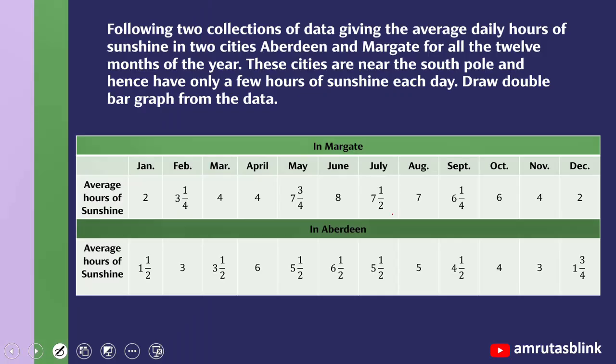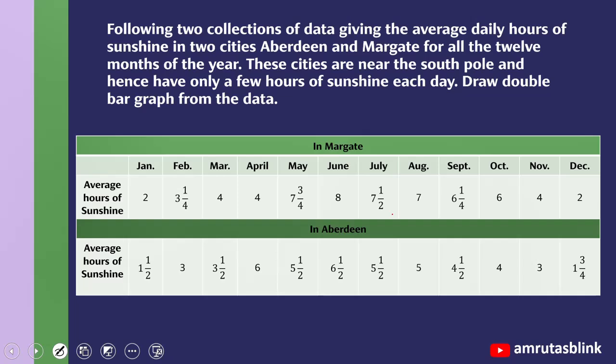Example 15. Following two collections of data give the average daily hours of sunshine in two cities, Aberdeen and Margate, for all the 12 months of the year. These cities are near the South Pole and hence have only few hours of sunshine each day. Draw a double bar graph from the data.